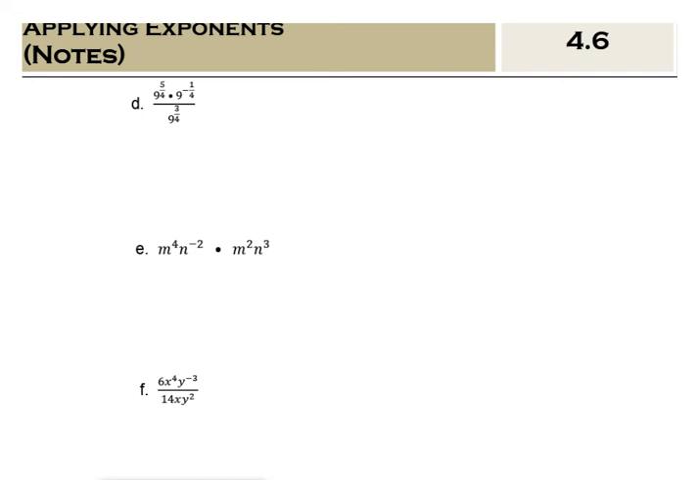All right, let's try this out here. We've got like bases all the way through. So let's start with our numerator. 9 to the 5/4. We're multiplying like bases, so add the exponents.